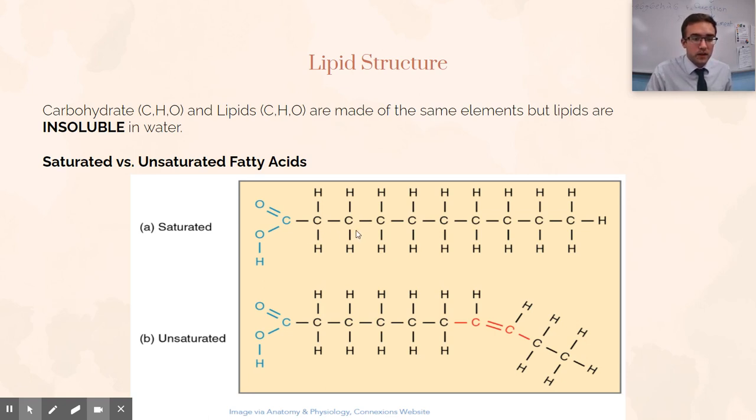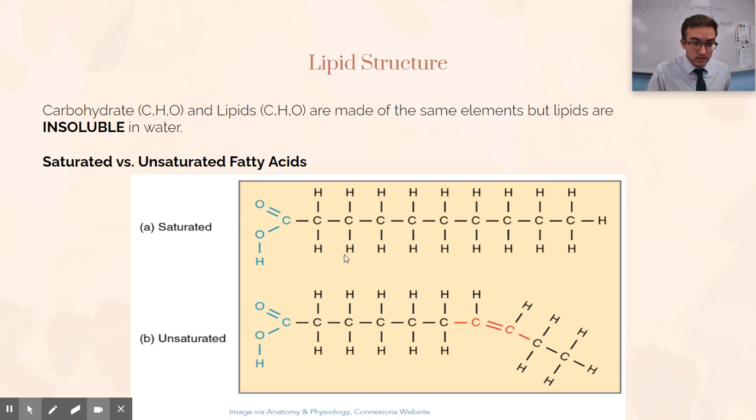The difference though between carbs and lipids, even though they share the same elements, is that lipids are insoluble in water, meaning that they do not dissolve in water. Oils, like olive oil or vegetable oil, are an example of a lipid. If you mix oil and water, they don't mix together. So where you can dissolve sugar in water, you cannot dissolve oil in water. That's one of the big differences between lipids and carbs.